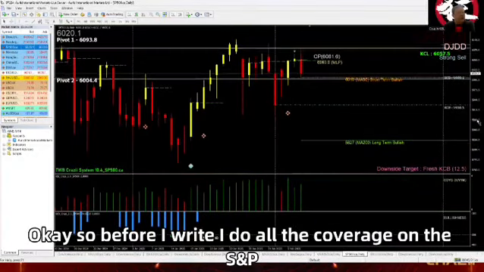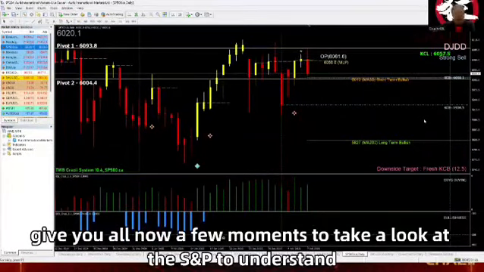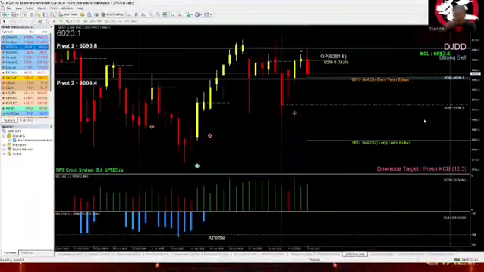Okay, so before I do all the coverage on the S&P, I'll give you all a few moments to take a look at the S&P to understand how the system works.